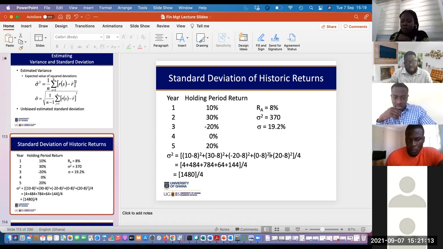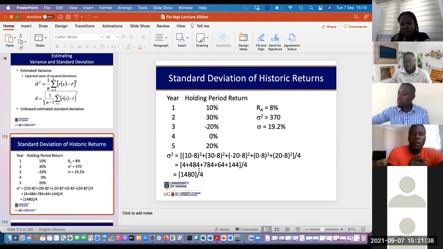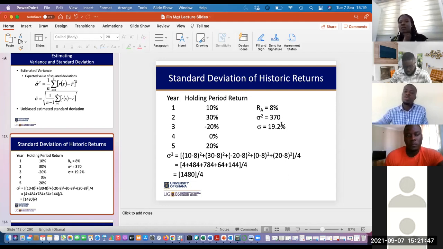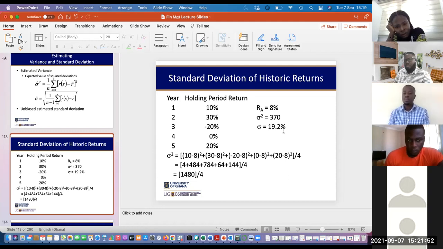mean return. Okay. And now I'm answering the question why we square. But if we don't square, positive and negatives will sum to what? 0. Okay, so that explains why we square the deviations. So you sum the squared deviations and divide by n. The answer you get is called the variance. And the square root of the variance is the standard deviation.